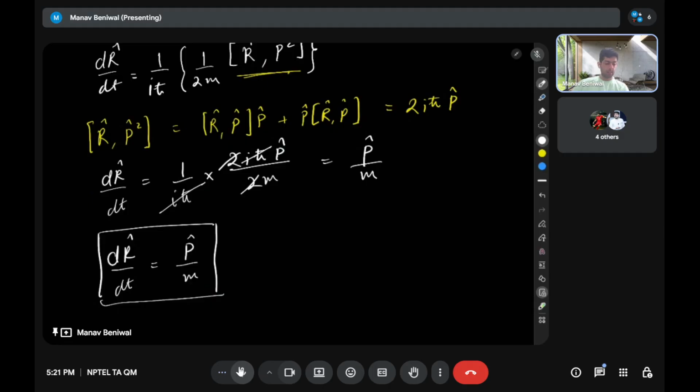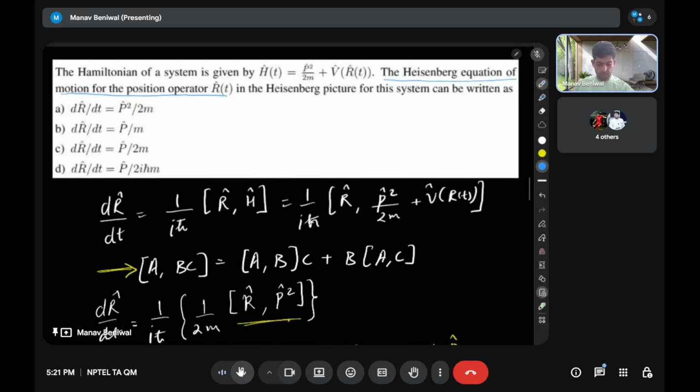And the classical analog is when we write dx by dt, or we can write dr by dt, and that is our momentum p by m, because this is v, and m will cancel out simply. Okay, so option B is correct.